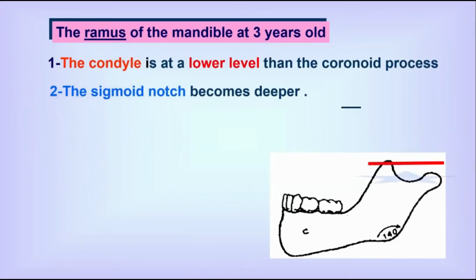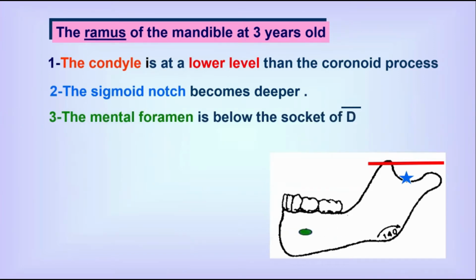The ramus of the mandible at the age of 3 years: what is happening? The condyle is at a lower level than the coronoid process. Still, the coronoid process is at the higher level. The sigmoid notch becomes a little bit deeper because both the coronoid and the condylar processes have had little development. As a result, the notch becomes a little more deep.